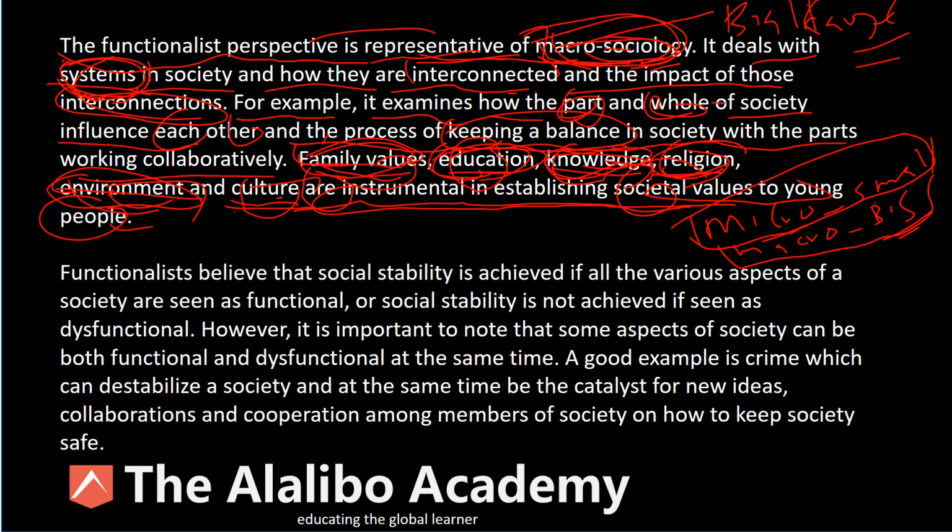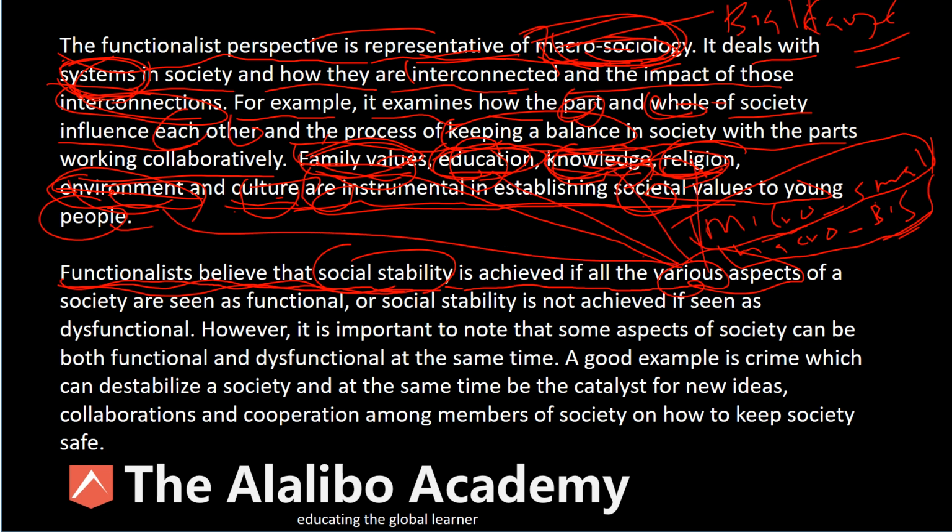And so this is what we mean by the functionalist perspective. Taking a look at how the bigger parts of society function, how they collaborate to establish stability in society. Families, family values, education: how do these factors collaborate to establish societal stability? That is the crux of this perspective. It goes on to say that functionalists believe that society's stability is achieved if all the various aspects, a very key point here, various aspects, work together. We go back to values, education, knowledge, religion, environment, culture, etc.